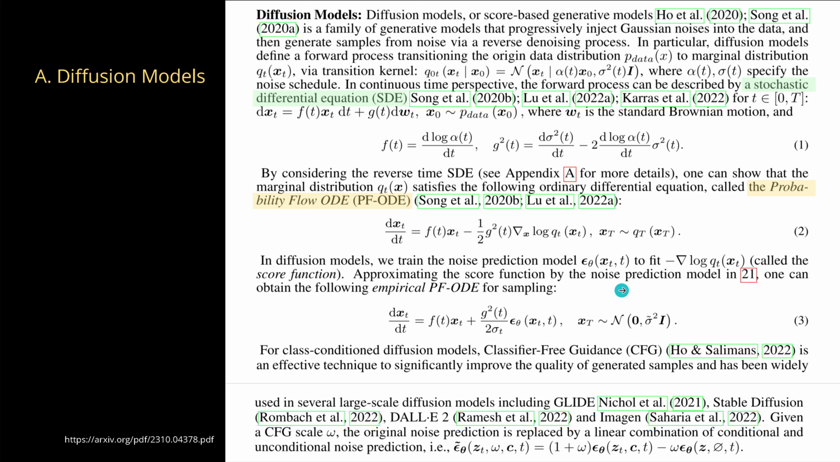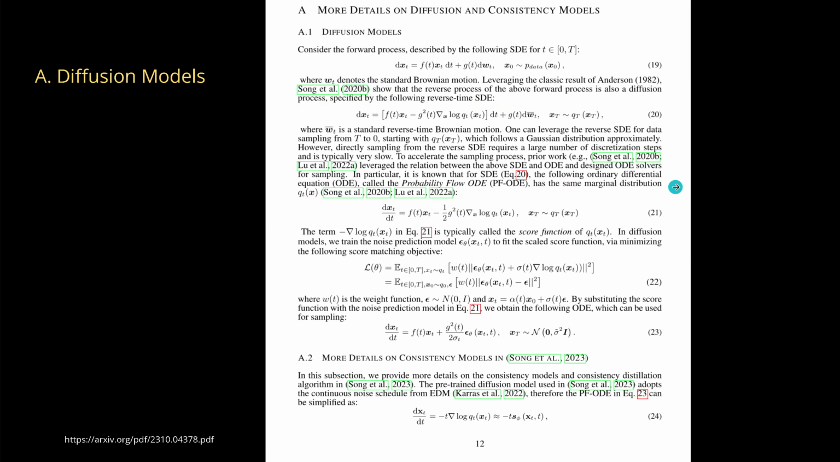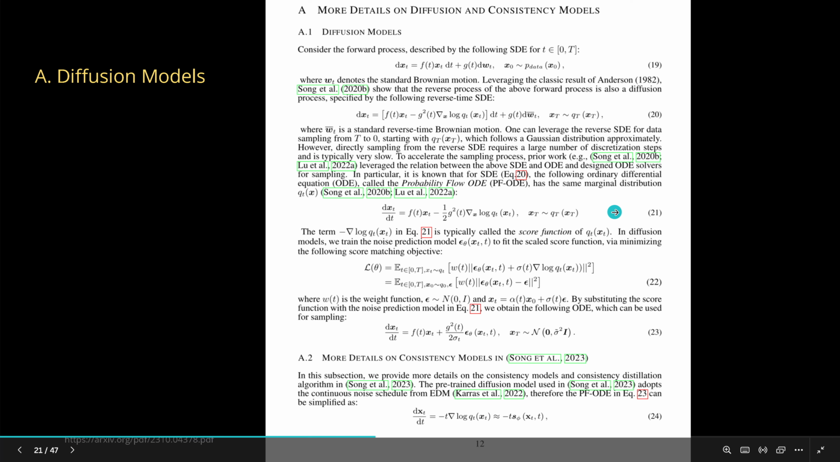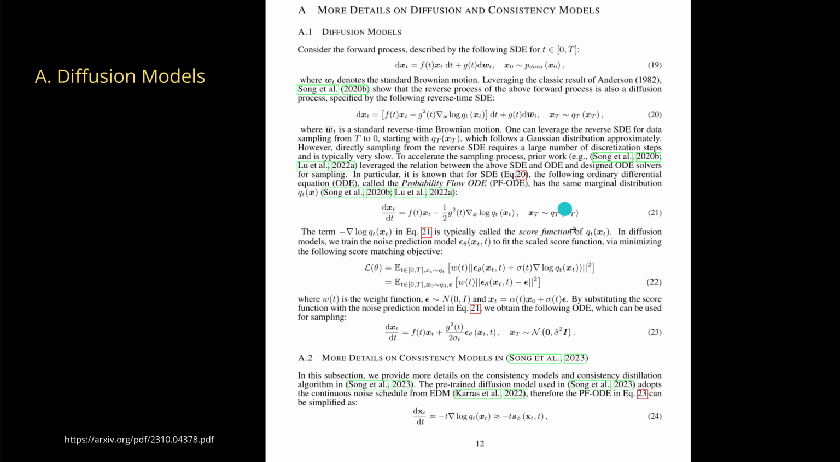And approximating the score function by the noise prediction model, one can now obtain our empirical PF-ODE by sampling this. Beautiful. If you want to deep dive into this, you have to go to Appendix A of this publication. You see here a detailed step-by-step explanation of all the steps we just rushed through. Starting at page 12, about 4 or 5 pages tell you exactly how this is interconnected and how you can compute it mathematically.